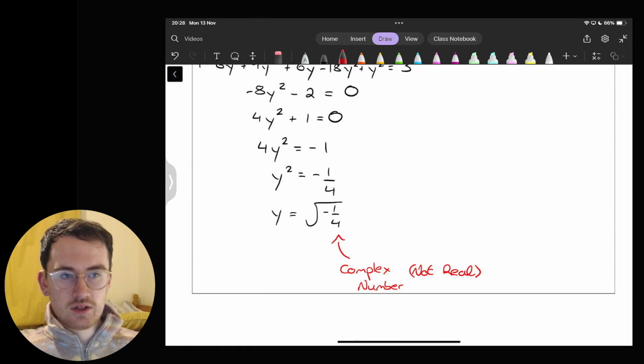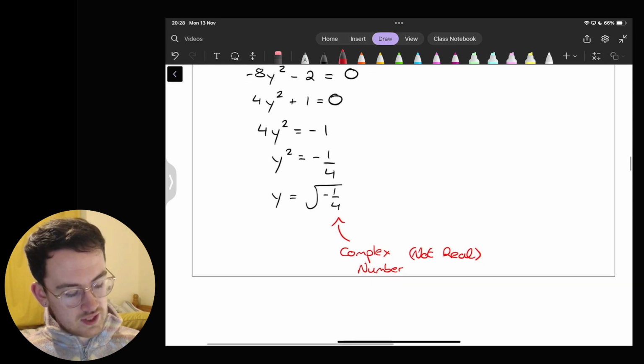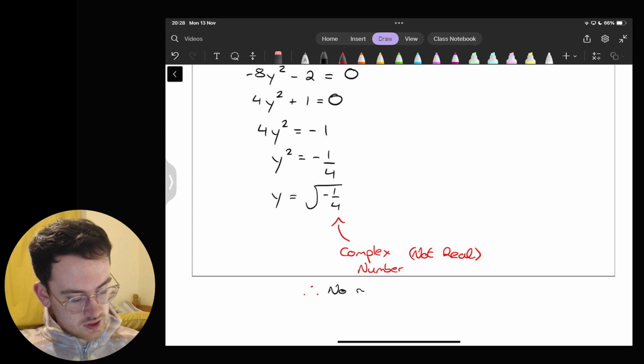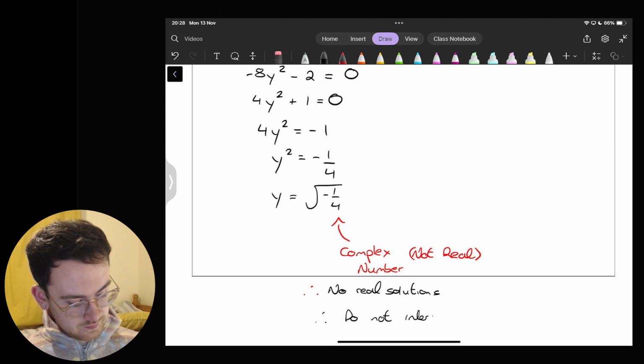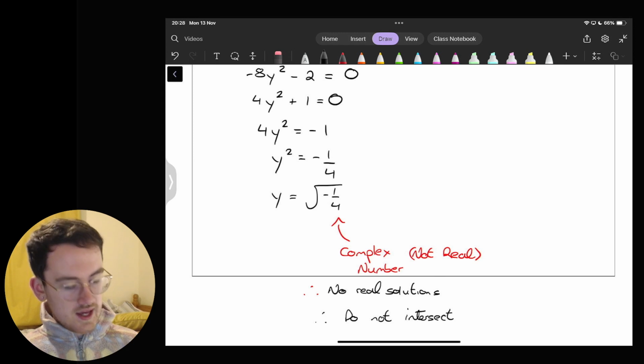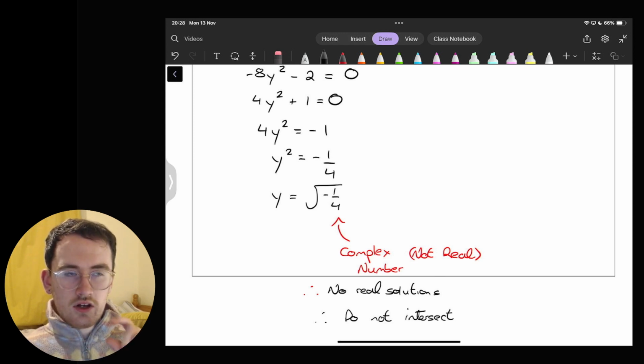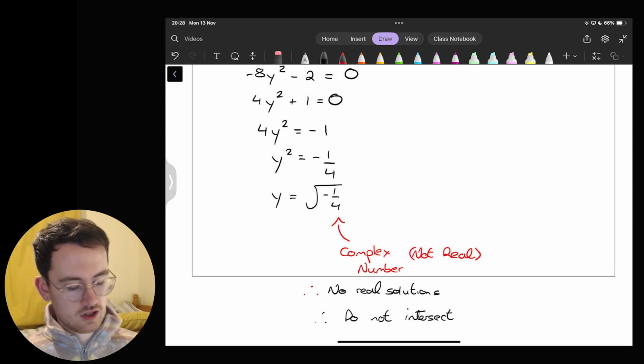So this is a complex number. It's not real, so we have no real solutions. So therefore we can say there are no real solutions, and therefore that means no points of intersection. So therefore they do not intersect. Okay, so again, just showing that it's not enough alone to just know how to do it. You also have to understand what it is that you're doing and what it means in terms of the question that you're looking at.